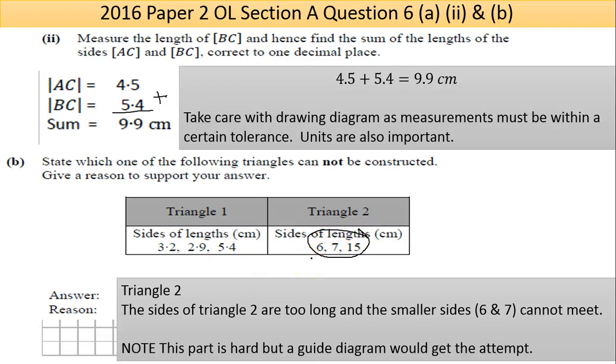Okay. So I put in the answers. The sides of triangle 2 are too long, and the smaller sides 6 and 7 cannot meet. Even a guide diagram would help in solving this. A guide diagram just means a really rough one, just to give yourself an idea of what's happening. But that's the basics of that.